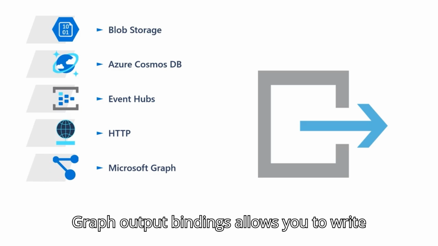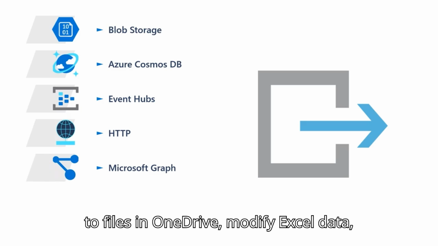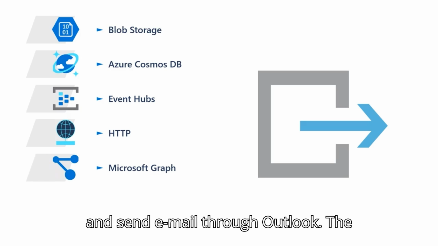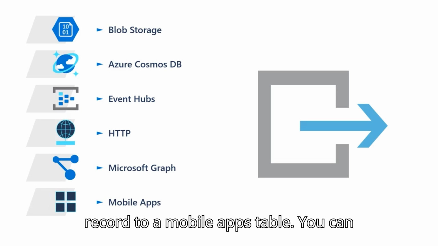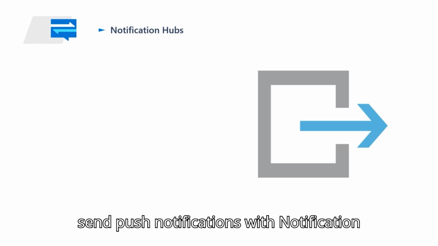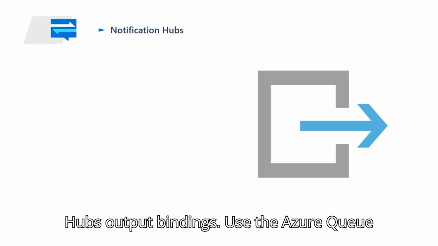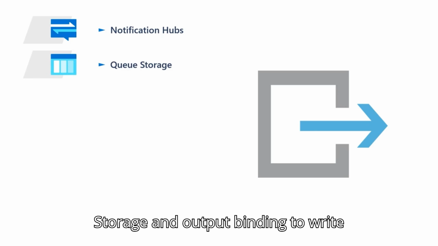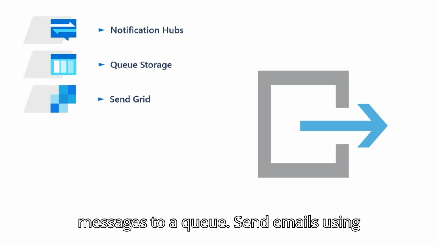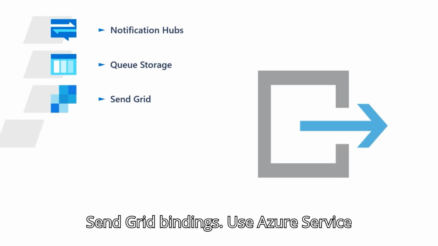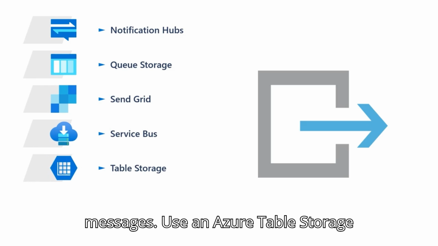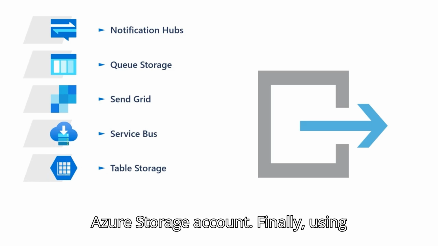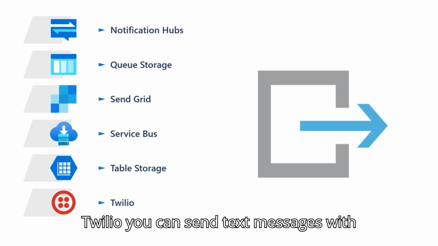The Microsoft Graph output binding allows you to write to files in OneDrive, modify Excel data, and send email through Outlook. The Mobile Apps output binding writes a new record to a mobile apps table. You can send push notifications with Notification Hubs output bindings. Use the Azure Queue Storage output binding to write messages to a queue. Send emails using SendGrid bindings. Use the Azure Service Bus output binding to send queue or topic messages. Use an Azure Table Storage output binding to write to a table in an Azure storage account. Finally, using Twilio, you can send text messages.